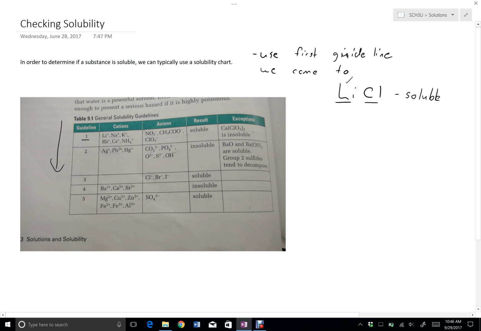Alternatively, if I had something like lead chloride, finding lead, it's right here. Finding chlorine, it's down here. Now we have a conflict here. Lead is insoluble and chlorine is soluble. So which one is it? Well, since lead is higher than chlorine, we would say that this is insoluble. We use whichever guideline we get to first. So the 1s are the most important guidelines, 2s are the second, 3s are the third, and so on.